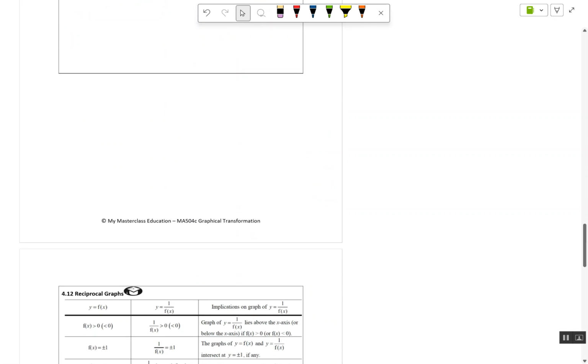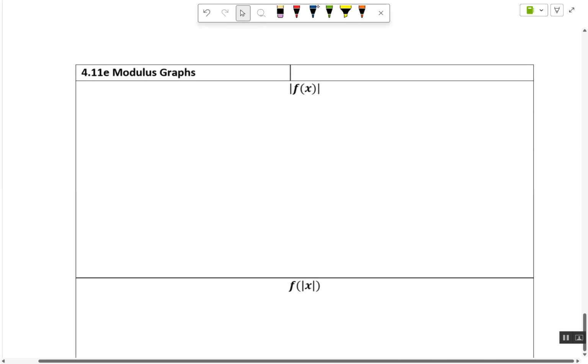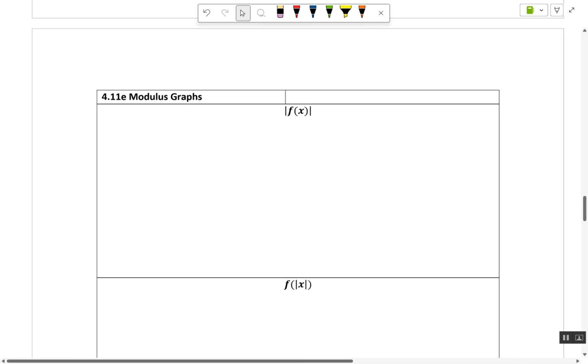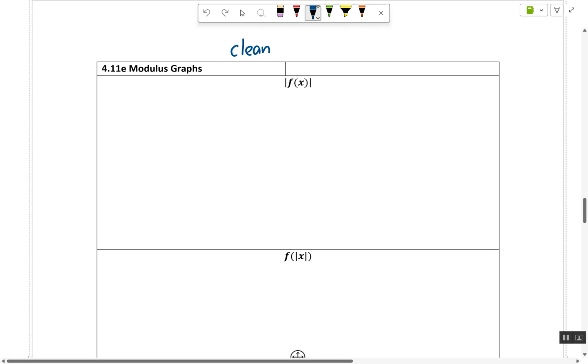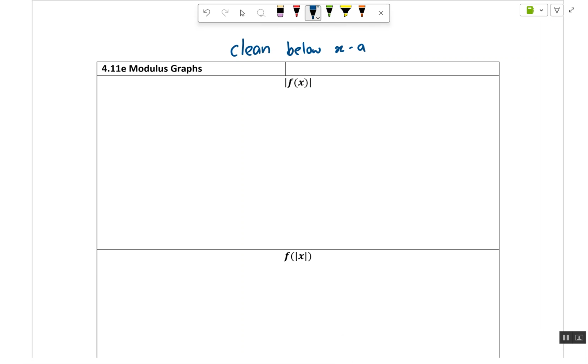Okay, these two are a bit tricky. When you need to modulus the f(x), you see a modulus on the outside. The technique for this is to reflect everything that is below the x-axis upwards.